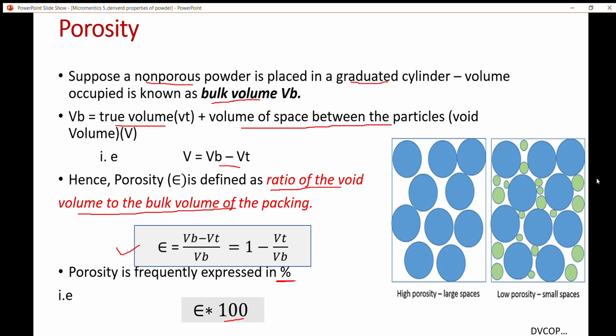Here in this image you can see that the first one has a high porosity, that means the space between the two particles is larger, and the second one has a lower porosity, meaning the space present between the two particles is less.